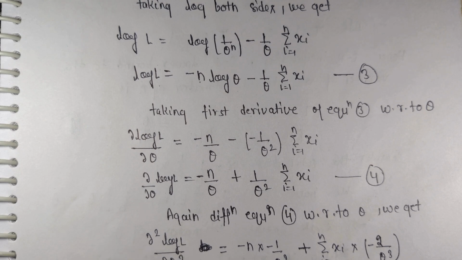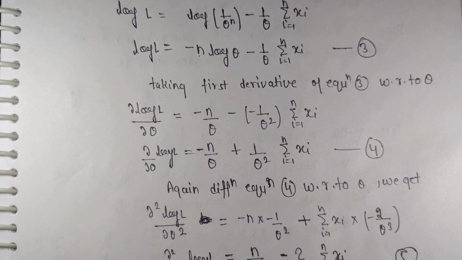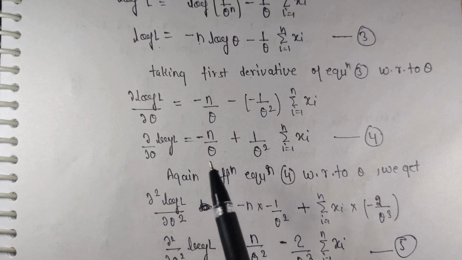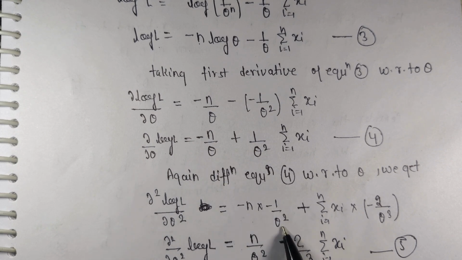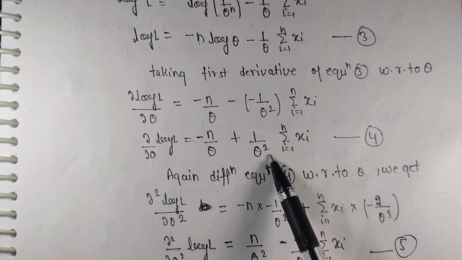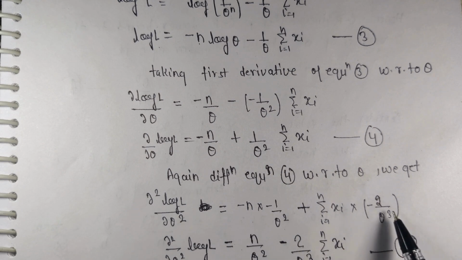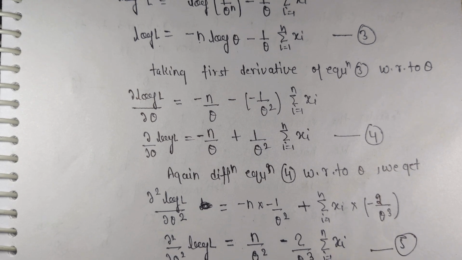del 2 log L by del theta square, and the first term is minus n upon theta, and differentiating with respect to theta, the result is minus n times minus 1 upon theta square. Is it clear? And plus summation of xi is outside, and the derivative of 1 upon theta square with respect to theta becomes minus 2 upon theta cube. Okay, you can simply differentiate it and cross check it. Is it clear? Now what is our next step?